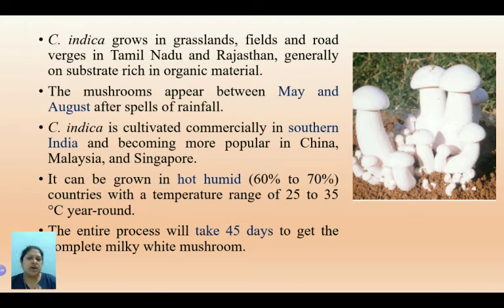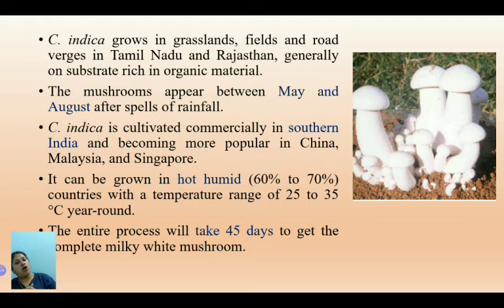So mostly this Calocybe indica grows in the grasslands, fields and road verges in Tamil Nadu and Rajasthan, and generally it grows on all organic material. And mostly it appears between May and August after the rainfall. And this is commercially cultivated in southern India and is becoming popular in China, Malaysia and Singapore.